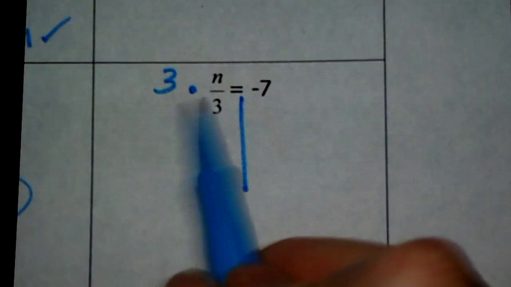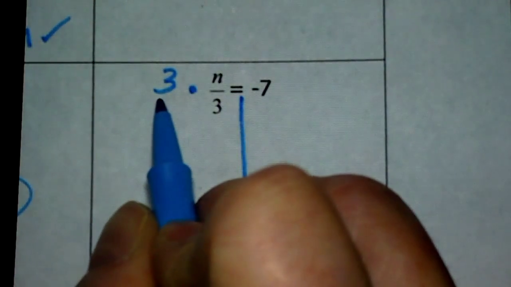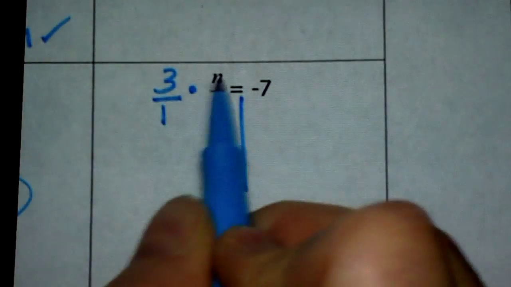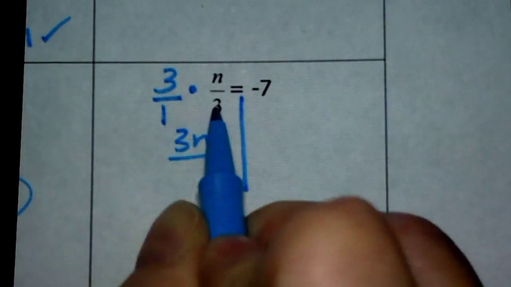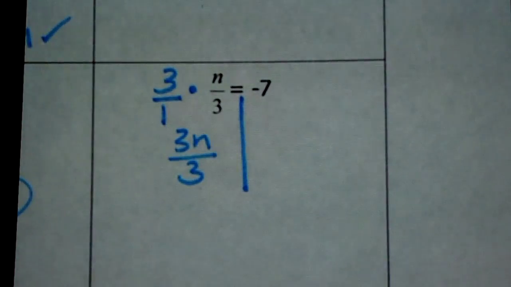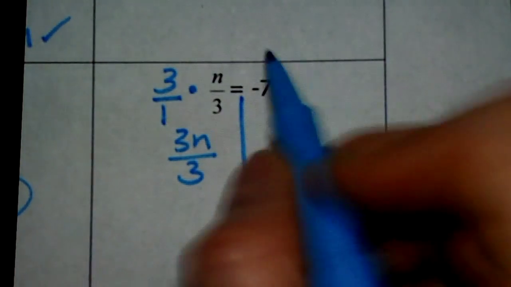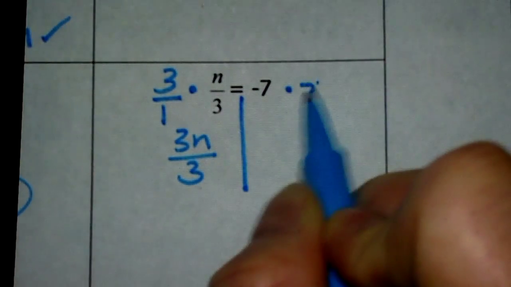So now I'm giving you 3 times n over 3. When you're trying to solve multiplication of fractions, you put a 1 underneath, and you'd multiply across the top, and you'd multiply across the bottom, right? Well, when you do that, you get 3n over 3, and I'm going to write this multiplication by 3 on this other side as well.